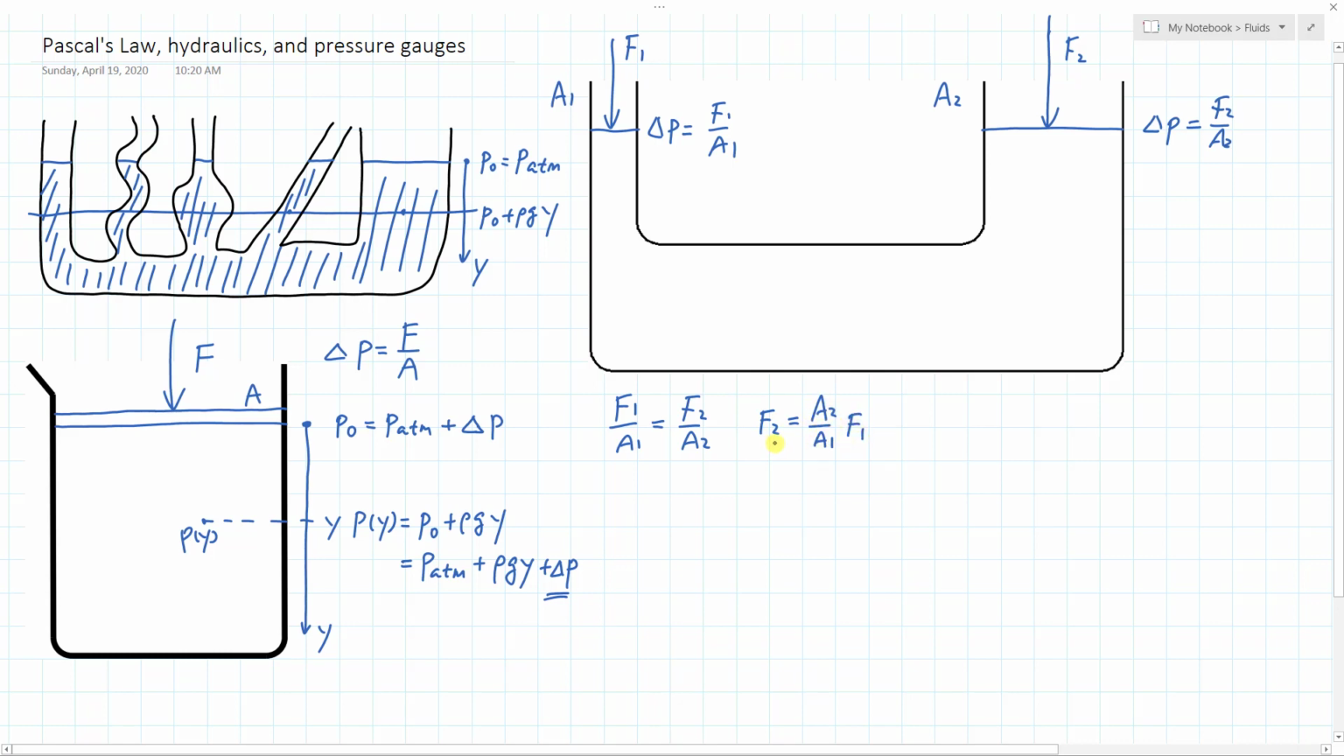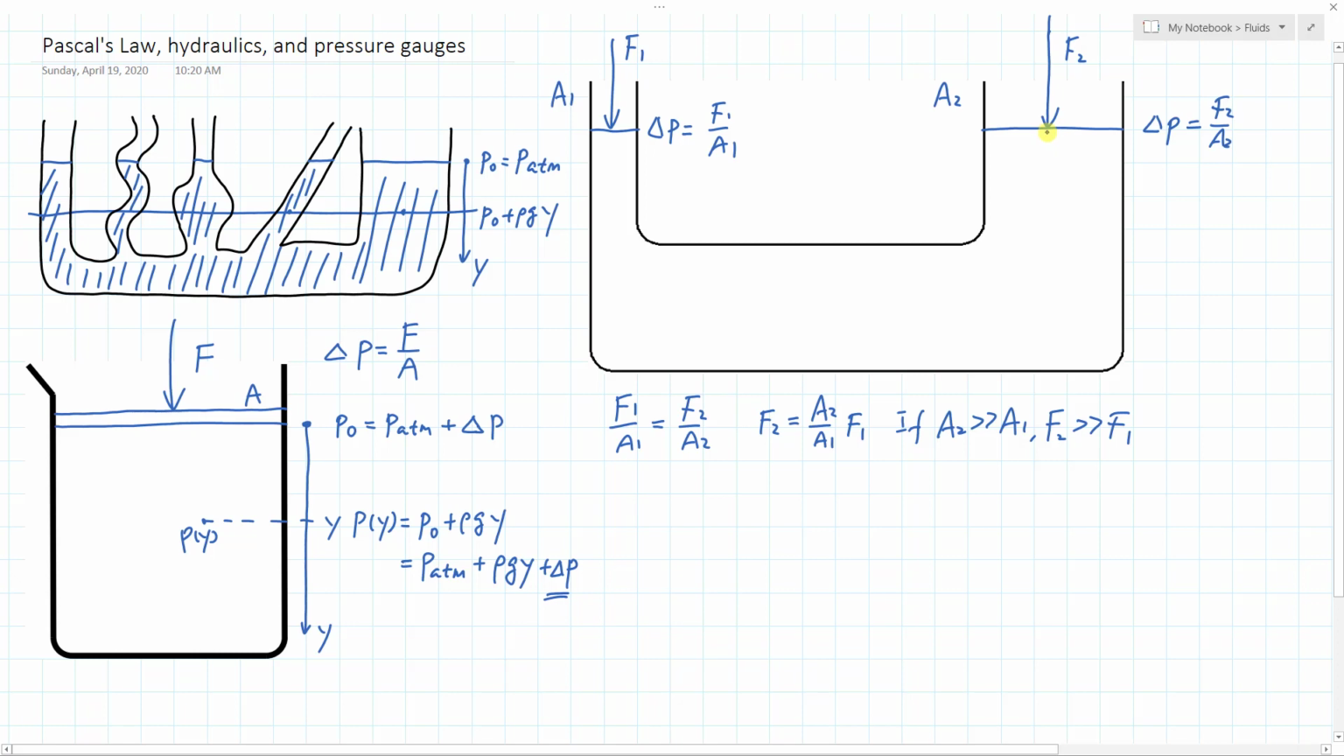So F2 gets amplified from F1, and if A2 is much greater than A1, then we get F2 much greater than F1. So we basically amplify our force by applying the force at this smaller cross-sectional area. Then the amplified force, the much larger force, appears on the larger area. So this seems to be very good, but there is a catch on the other hand.